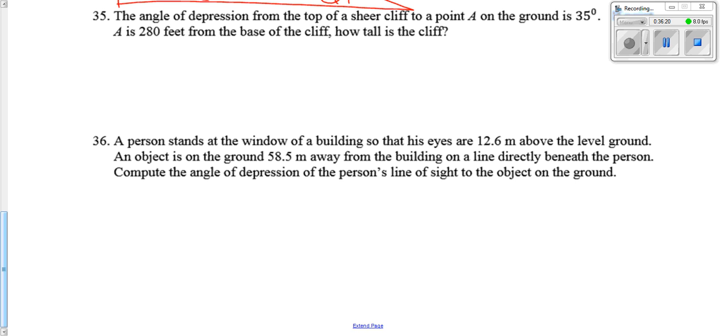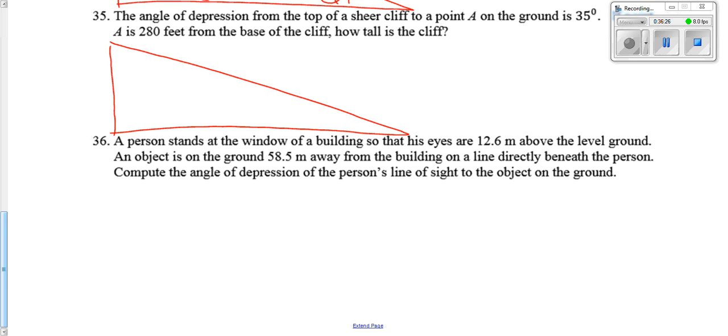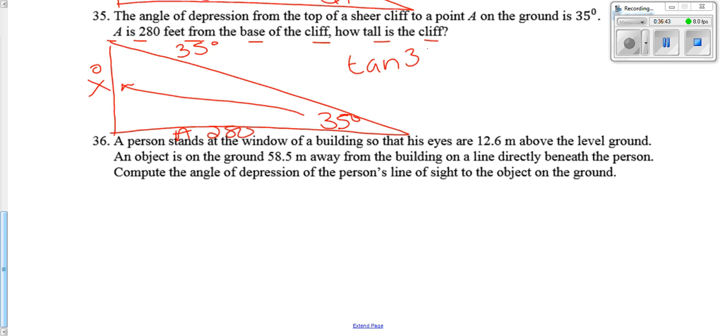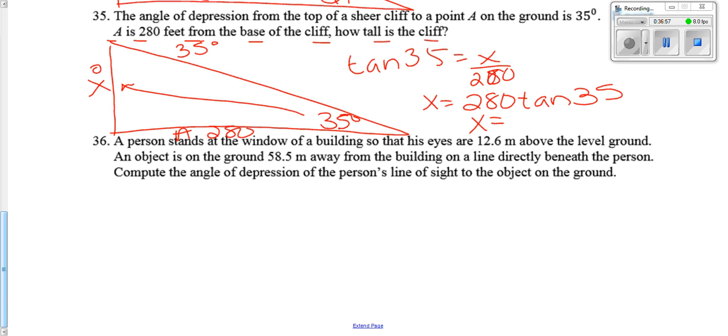35. The angle of depression from the top of a sheer cliff to a point A on the ground is 35 degrees. So angle of depression, 35 degrees. So this one's also 35 degrees. A is 280 feet from the base of the cliff. How tall is the cliff? Opposite, adjacent, so tangent of 35 equals x over 280. So x is 196.058 feet.